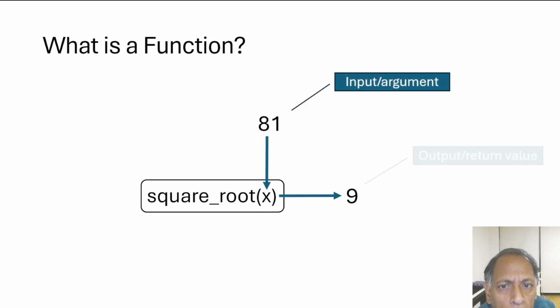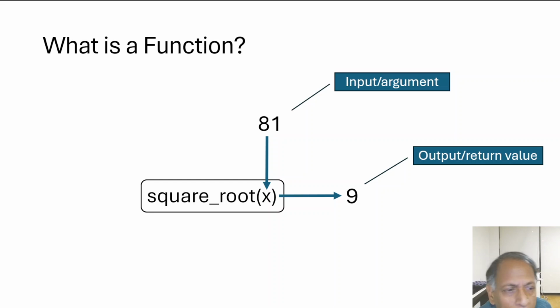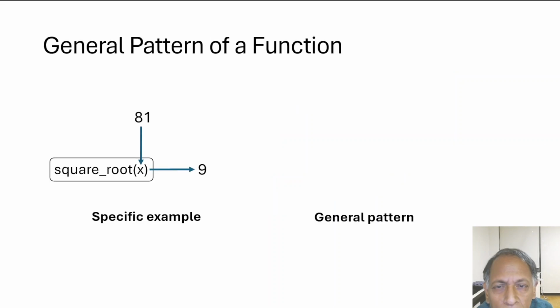So in R, this is the input. It's also called the argument, and 9 is the output. In our terminology, it's also called the returned value, right? That is, you give the function an argument, and in return, it gives you the result. So the general pattern, this is a specific example of a function. I'm calling it square root. That's not what it's called in R, but this is just a mathematical explanation.